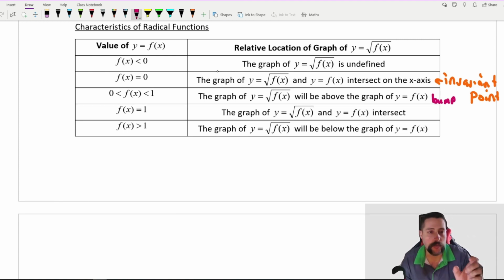When f of x is equal to 1, that's another invariant point. And then when your f of x graph is greater than 1, that's when your root graph will be below your parent function graph. Okay, so those are all characteristics of radical functions.